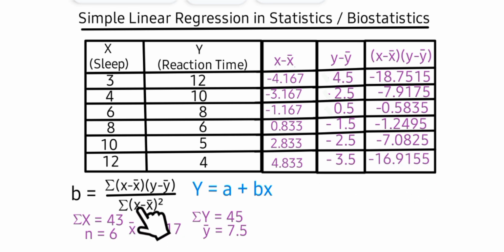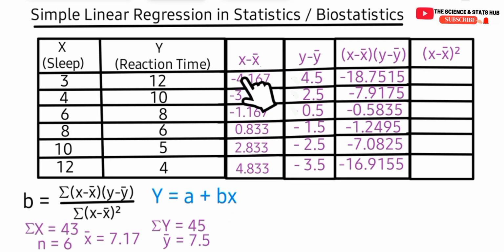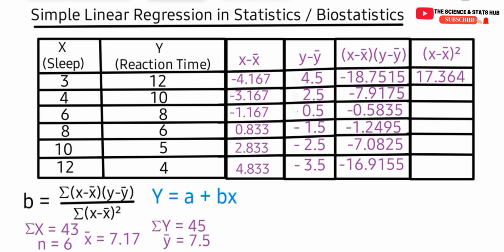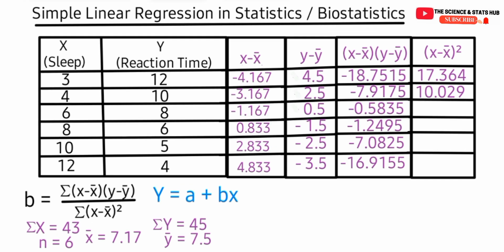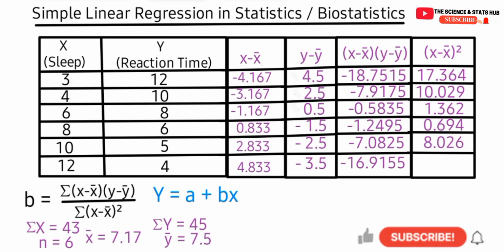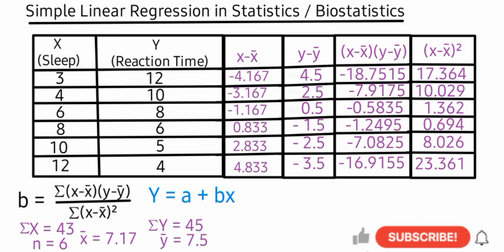On the part of the denominator, we could see x minus x mean all squared, meaning we are expected to create a column for the square of x minus x mean. Square of negative 4.167, and the square of each of the other values, giving 23.361.